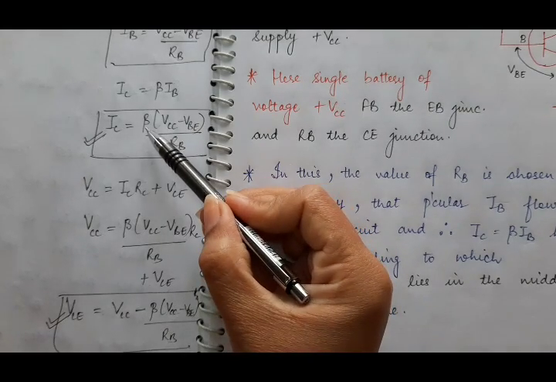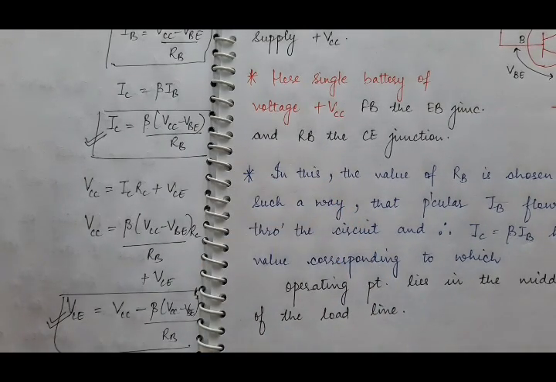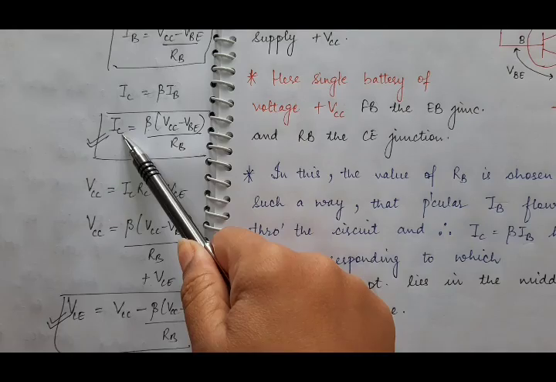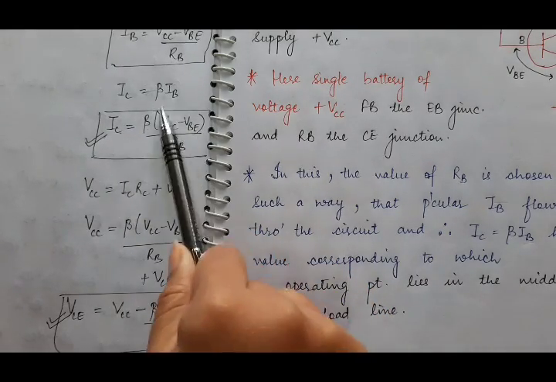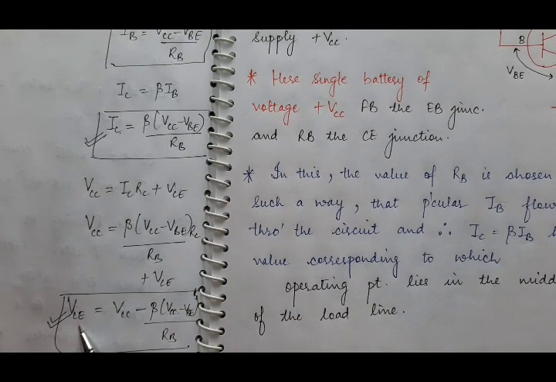This beta changes with the change in temperature. When you increase the temperature, what will happen? Because of the increase in leakage current, the collector current will increase. And if the collector current increases, then this whole factor will increase. If this factor increases, then VCE will decrease. It means this will change the operating point.